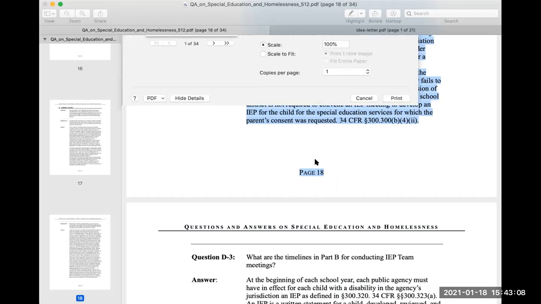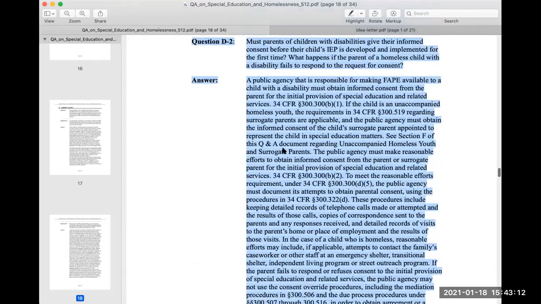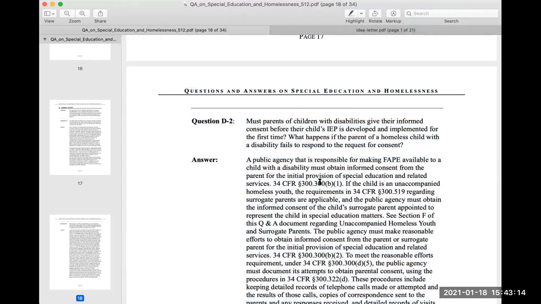After completion of administration of assessments and other evaluation measures, a group of qualified professionals, including the parents of the child, must determine whether the child is a child with a disability under Part B and the educational needs of the child. 34 CFR paragraph 300.306(a)(1). The public agency must provide the parent with a copy of the evaluation report and documentation of the eligibility determination at no cost. 34 CFR paragraph 300.306(a)(2).